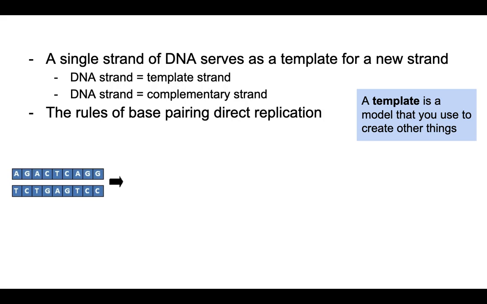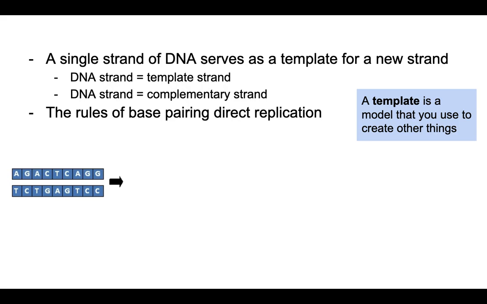Same thing with DNA replication. In DNA replication, we will have two strands. A DNA strand, okay, and that's the original DNA strand that exists within the cell, and a complementary strand that's going to be created during the process of DNA replication. Now, during DNA replication, the rules of base pairing are going to apply. And if you remember, what are the rules of base pairing? What does that mean?